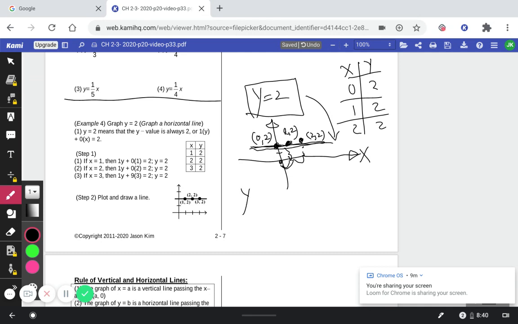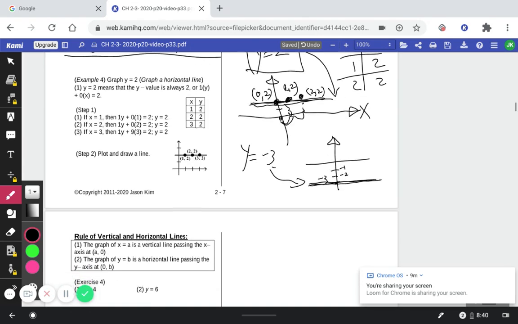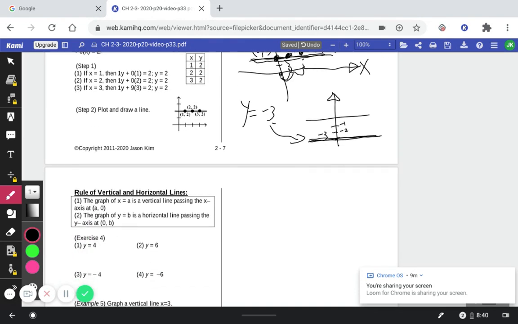So how do you graph y equals -3? Then knowing that, you start from 0, 1, 2, 3, so -3 here. -2, -1, -3 is here. So you can guess that the graph will look like this. It's just a horizontal line that passes through -3, because no matter what x value is, y is always -3. Okay?